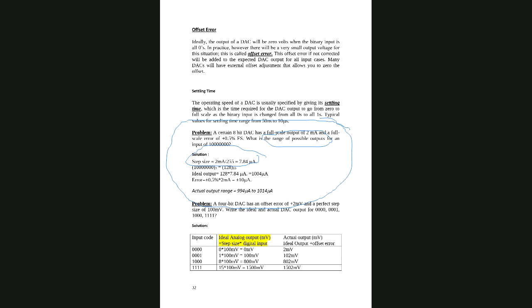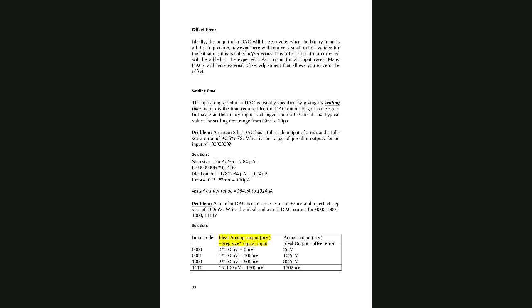So this is the way you are given the error, the percentage error. From the percent error, you will first of all find the ideal output. Given the conditions, find the ideal output. How will you find it? The same way that we have done in the past 2 weeks. You will find the step size, you will find the output, given the input. Then you will calculate the full scale error and find the range of the output. This is how the questions will come regarding the full scale error. Okay, guys.